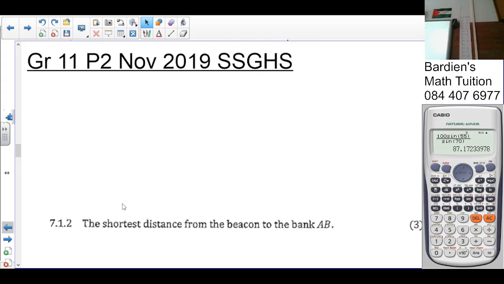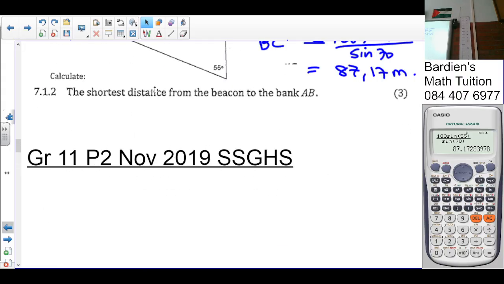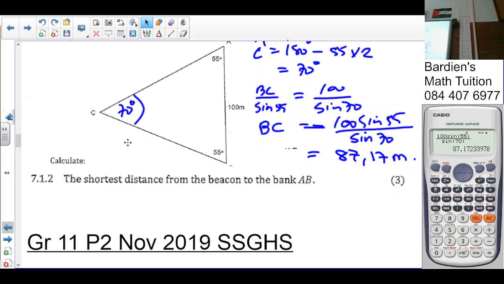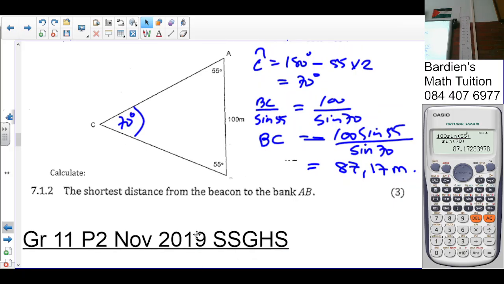Then it says the shortest distance from the beacon to bank A. The shortest distance in an isosceles triangle is always going to be perpendicular. Not so? So in other words, we need to calculate, let's make this A, B. This was C. Let's make that D. We're going to calculate CD. If that is perpendicular and this is an isosceles triangle, then these lengths are halved. So that is 50 meters.